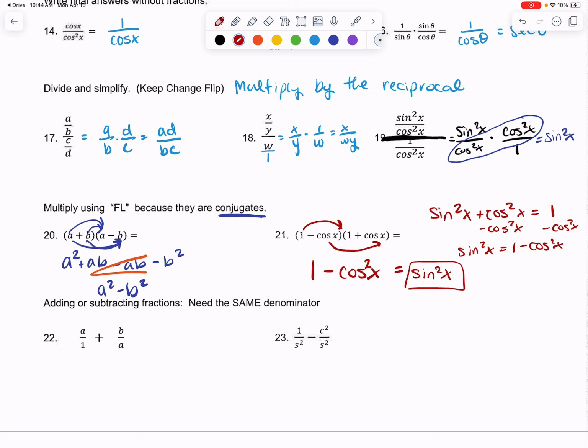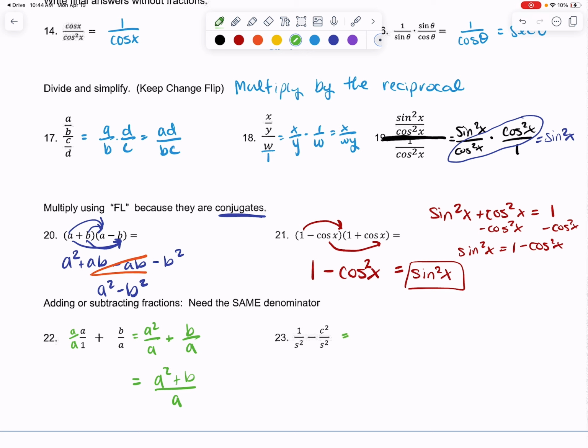When you add and subtract fractions, you need a common denominator. So be sure to always get a common denominator. If I'm adding a over 1 plus b over a, I need the denominator of the first fraction to be a as well. So I will multiply by 1, also known as a over a. That gives me a squared over a plus b over a. And now that I have a common denominator, I can add the numerators and keep that common denominator. So a squared plus b over a. That's simplified.